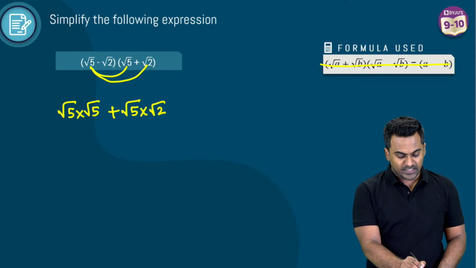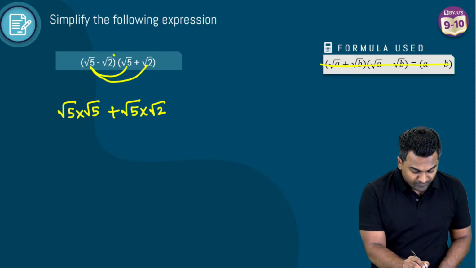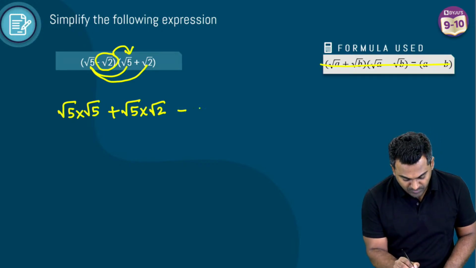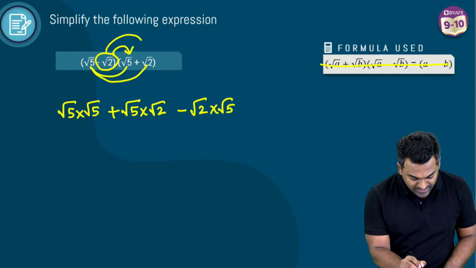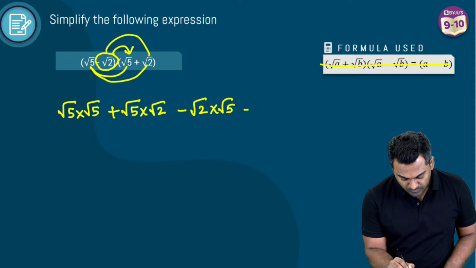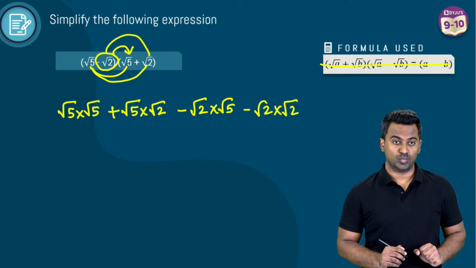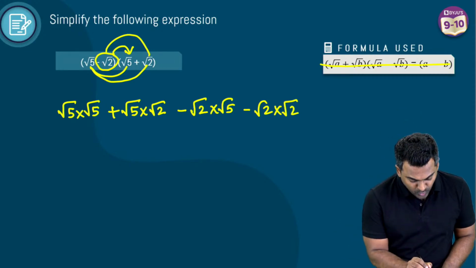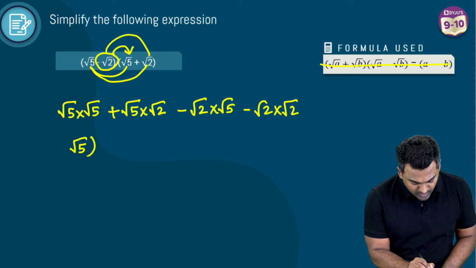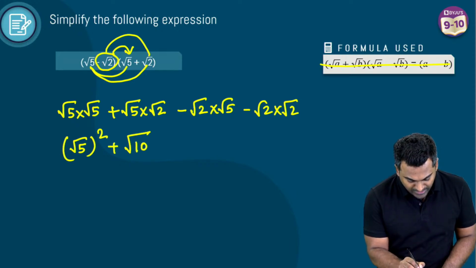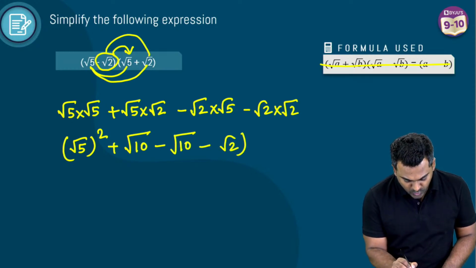So I have multiplied this with this and this with this. Now be careful. This minus root 2 gets multiplied with plus root 5. So minus root 2 gets multiplied with plus root 5, and minus root 2 gets multiplied with plus root 2. Yes. Now this becomes what? Root 5 multiplied with root 5 is root 5 whole square. Plus this will be what? Root 10 minus this will be root 10 minus this is root 2 whole square.